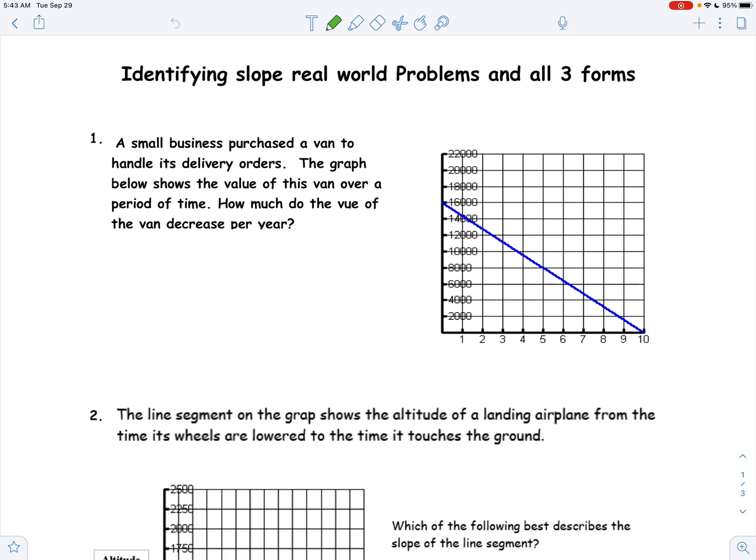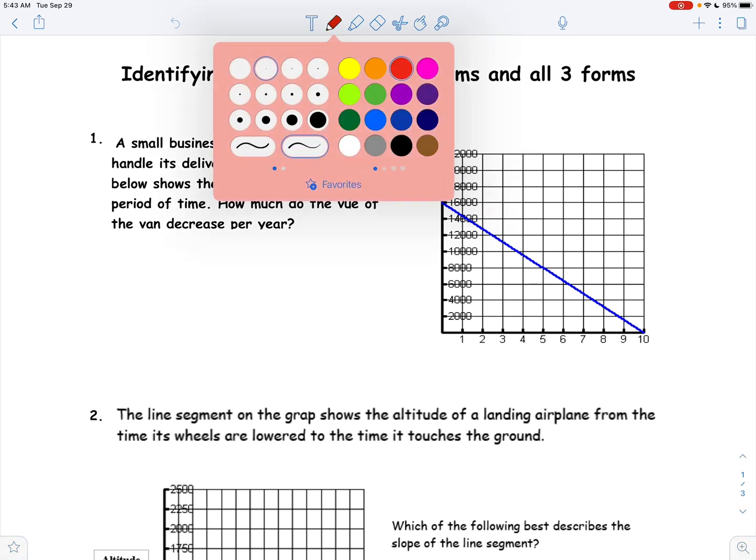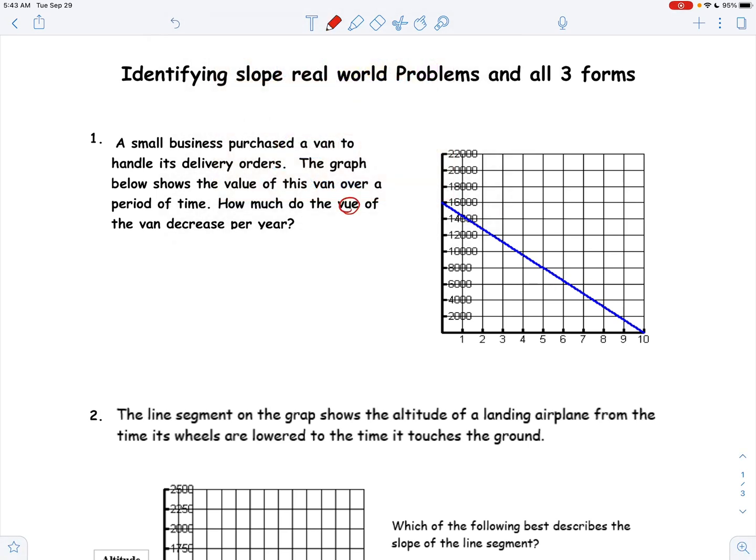That's supposed to be value. I do apologize, guys. This is supposed to be value.